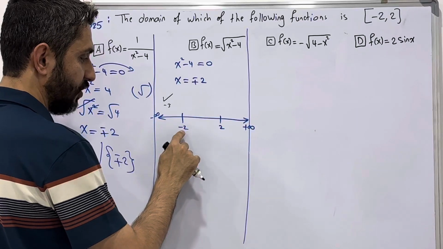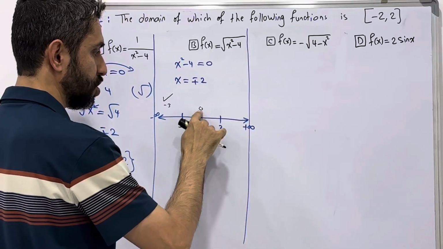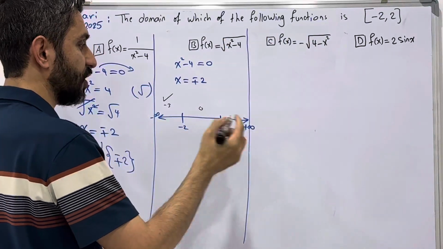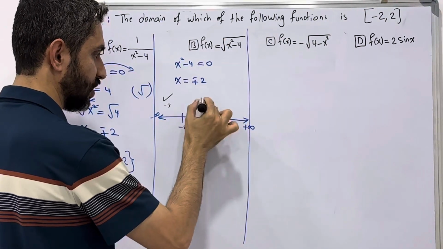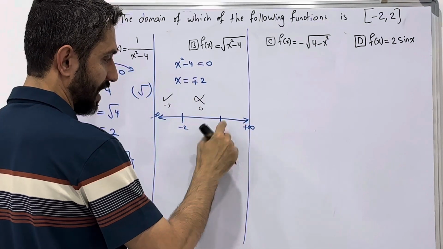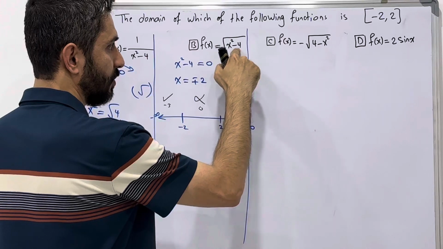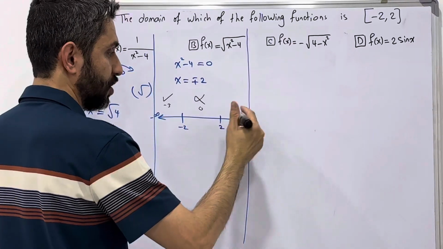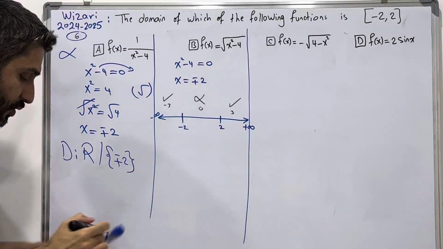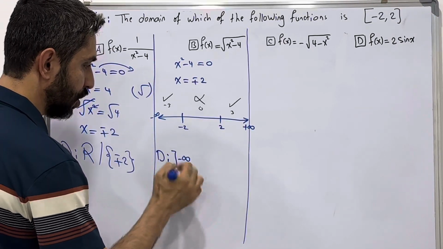Now what if we have a value between negative 2 and 2 like 0? Replace x by 0. So 0 squared is 0, 0 minus 4, negative 4. Square root of negative 4 is undefined, so this interval is not the domain. What if we have a value larger than 2, like 3? Replace x by 3, 3 squared is 9, 9 minus 4 is 5, so 5 is positive, we don't have an issue. So this interval from 2 to positive infinity is the domain. So the domain of this function is from negative infinity to negative 2.